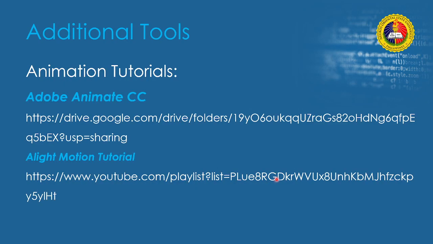All right, and if you want to learn about animation, I have uploaded tutorials for Adobe Animate CC. It's not mine. I just downloaded it somewhere, and then I uploaded it using this link in my Google Drive. So you might want to check it out. Just copy the link right here. I'm going to send it to you as well. And then there is a YouTube playlist for Alight Motion tutorials. So if you want to learn about Alight Motion, use this link. It will give you a playlist of tutorials for Alight Motion.